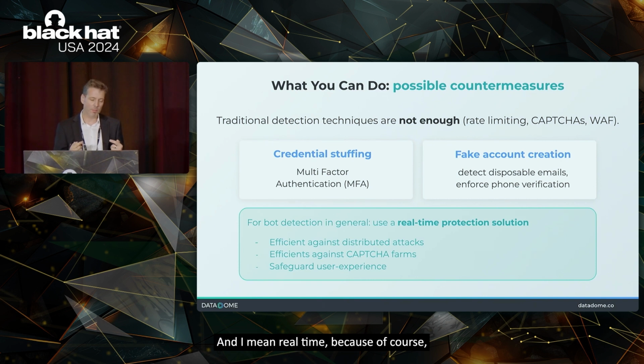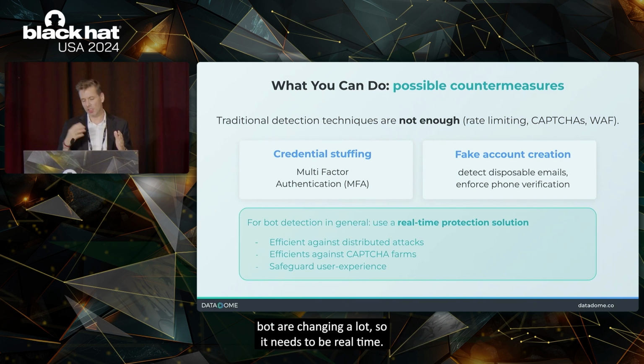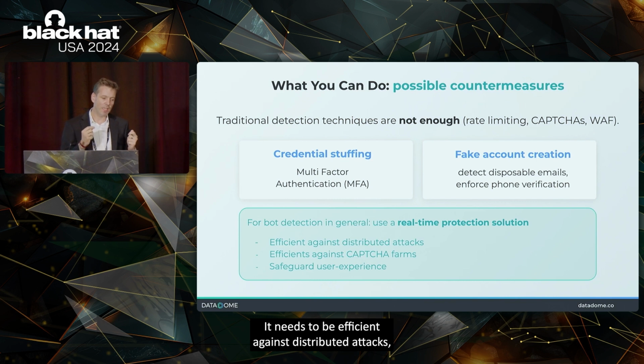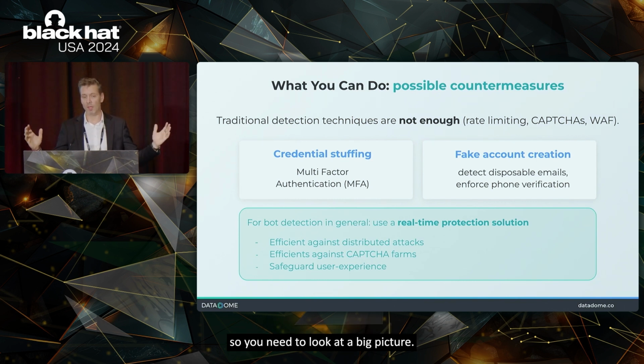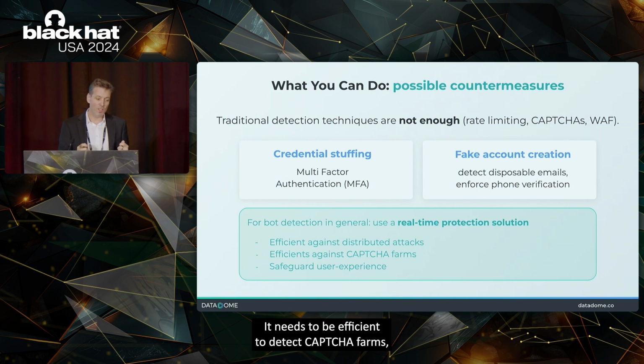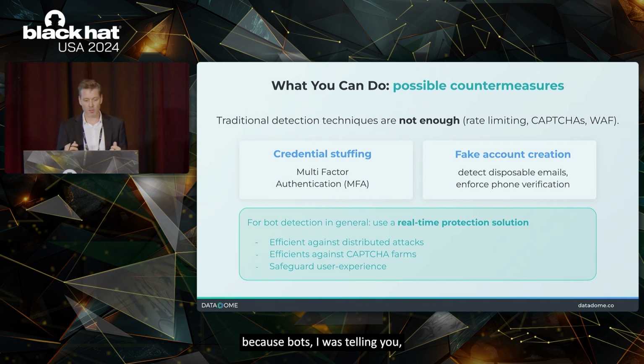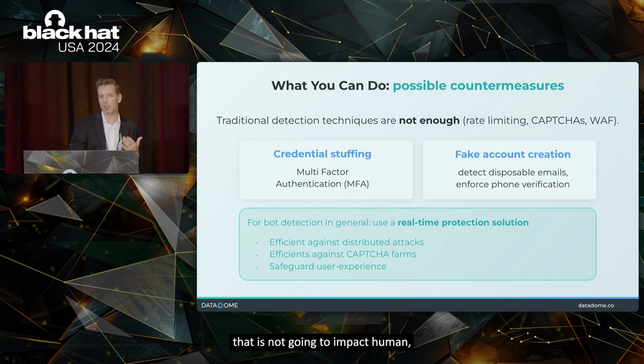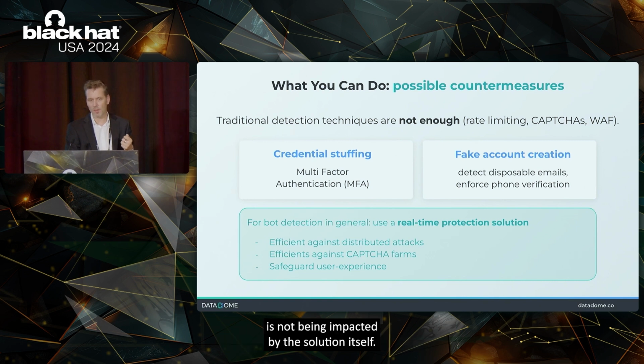And I mean real-time because, of course, bots are changing a lot, so it needs to be real-time. It needs to be efficient against distributed attacks, so you need to look at the big picture. It needs to be efficient at detecting captcha farms, because bots, as I was telling you, can use captcha farms very easily, and it's not costly anymore. And of course, you want a solution that is not going to impact humans, so the user experience is not impacted by the solution itself.